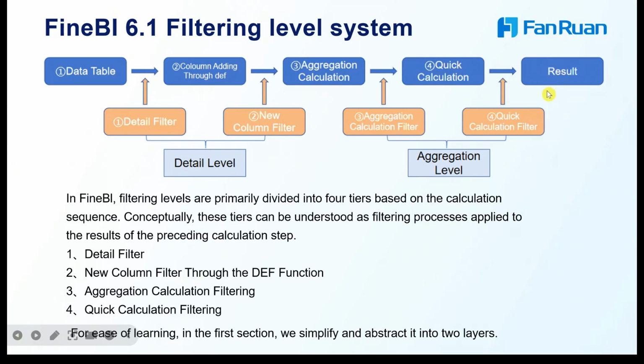Using aggregation calculation as a dividing point, we can categorize the steps before it as the detail level and those after as the aggregate level. Correspondingly, a filter can be inserted between each of these calculation steps. Why is that? Let us recall the previous example. If we apply a detail filter to our data table, it will naturally impact the results of all subsequent calculations.